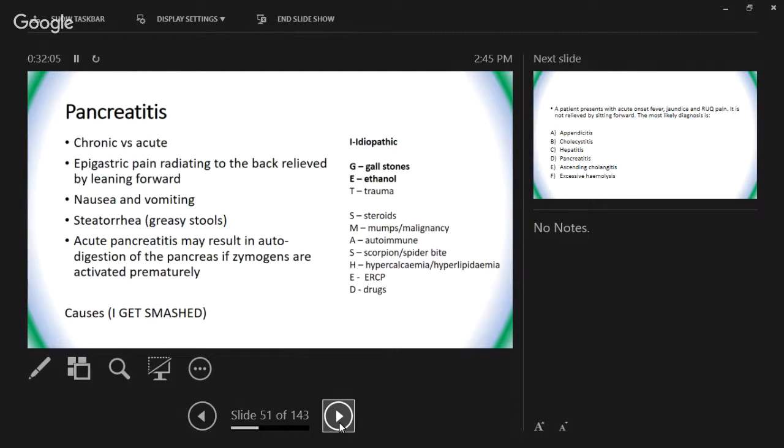The other thing is you get steatorrhea, which is greasy stools. That's because the digestive enzymes that the pancreas normally makes aren't being produced, or they're not getting into the GIT, which means you get malabsorption. Alright, those are the causes. You'll hear a lot of that, I guess, probably next year. I think the main thing is just knowing the main cause is gallstones, and also alcohol.